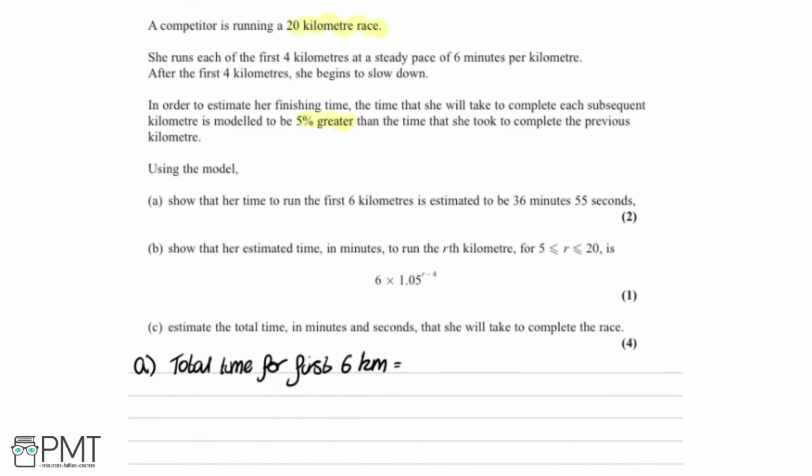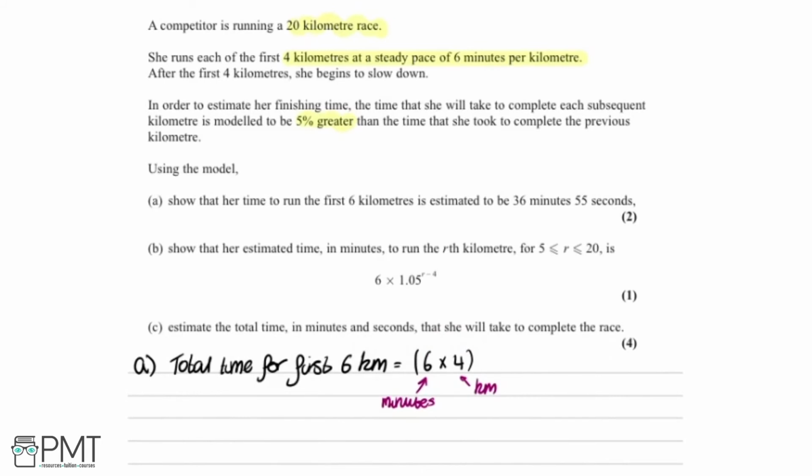So to work out the total time for the first 6 kilometers, we need to have a look back in the question at some of the detail. We see she runs the first 4 kilometers at a steady pace of 6 minutes per kilometer. So we can write this down here. We can say, okay, so this would be 6 times 4, because this is the kilometers, and it's going to take 6 minutes to run each kilometer, so it will be 24 minutes in total.